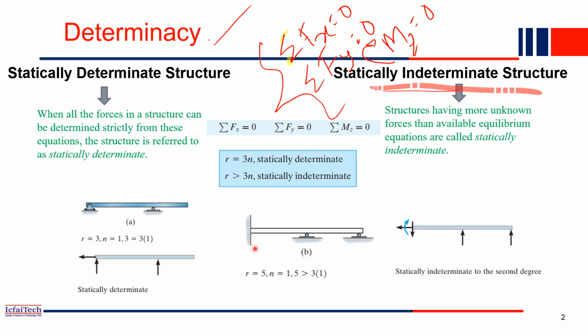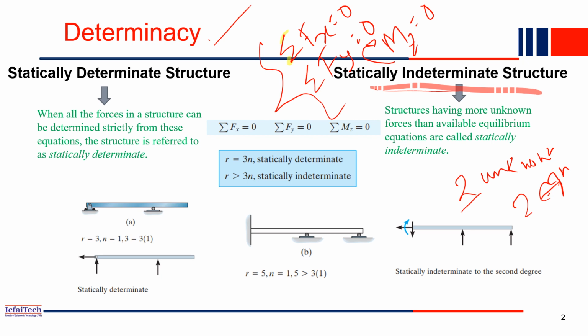Now the next question is how to identify whether a structure is determinate or indeterminate. We have three equations. Using three equations, how many unknowns can we calculate in total? From basic mathematics, you know that, for example, if you have two unknowns, I will just write it here. To find two unknowns, you need at least two equations.